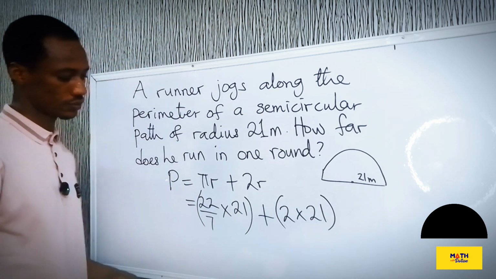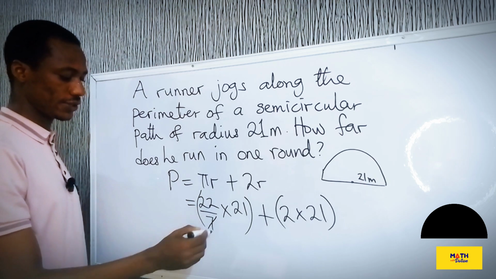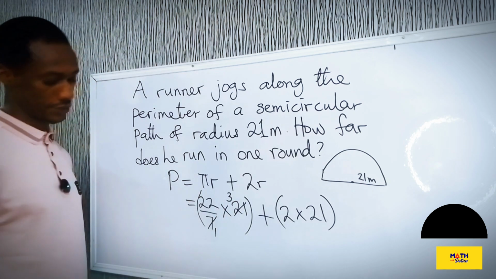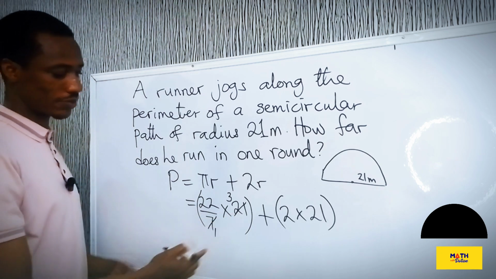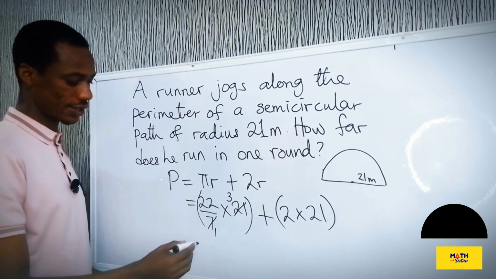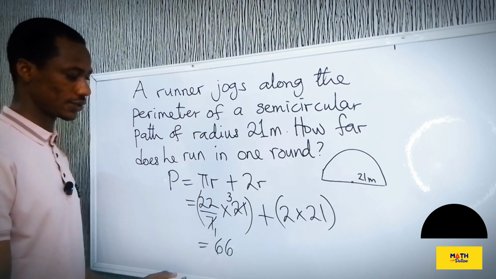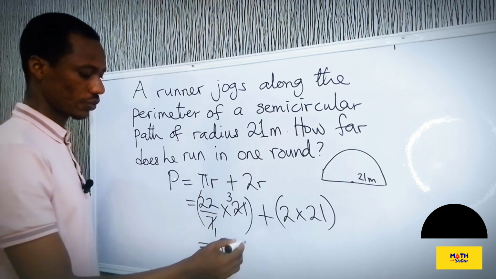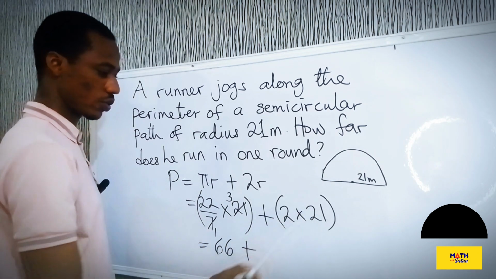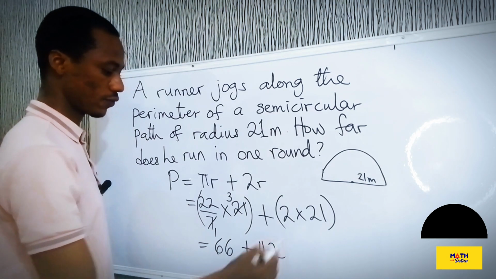All right, so here we know that 7 can go in 21. So 7 in 7 is 1. 7 in 21 is 3. So left in this bracket we have 22 times 3. 22 times 3 is 66. That's 66 meters. Plus 2 times 21. 2 times 1 is 2 and 2 times 2 is 4. And that will give us 42.